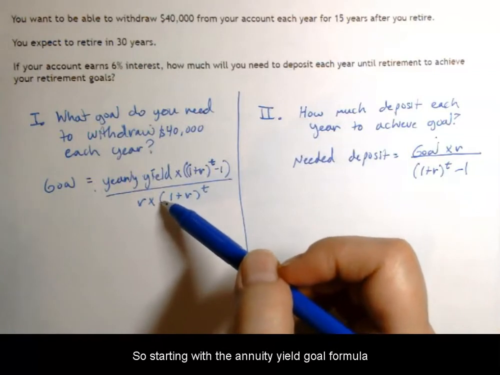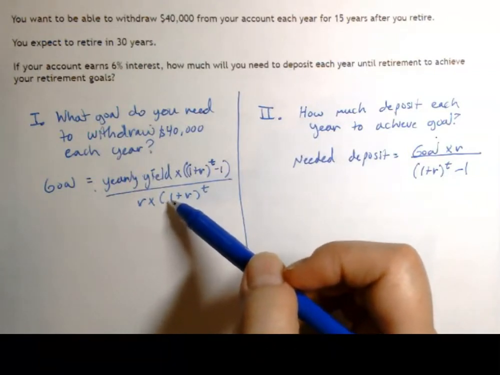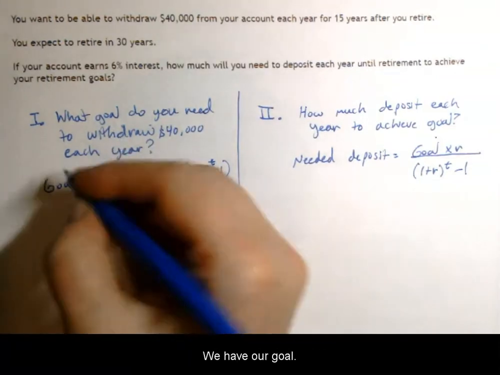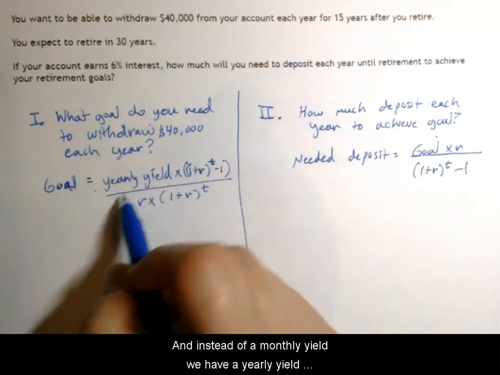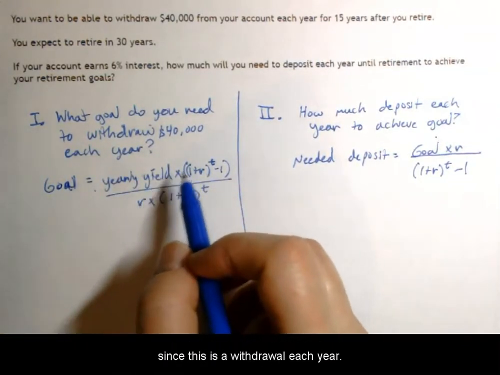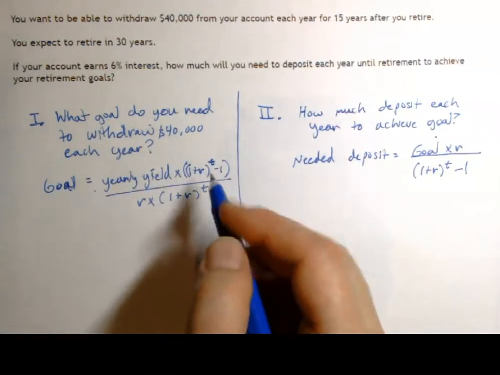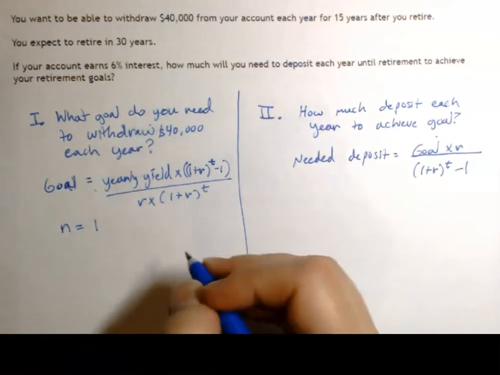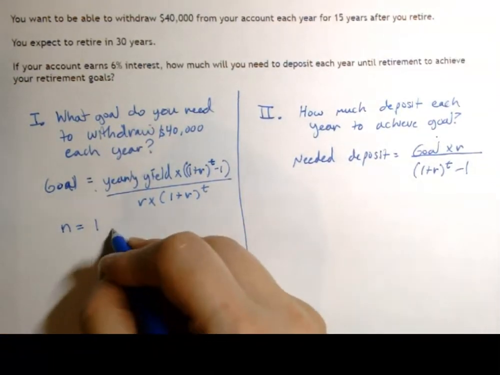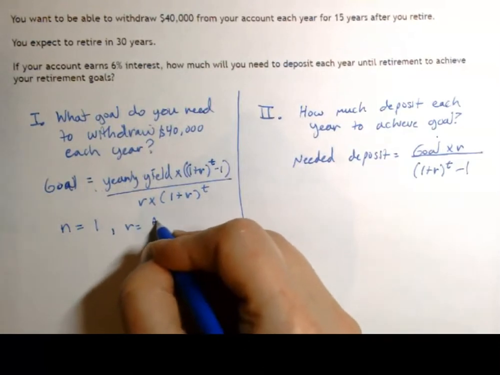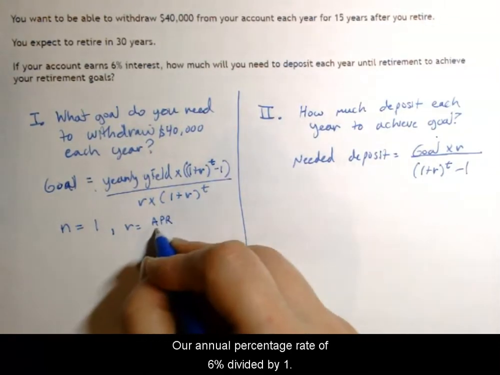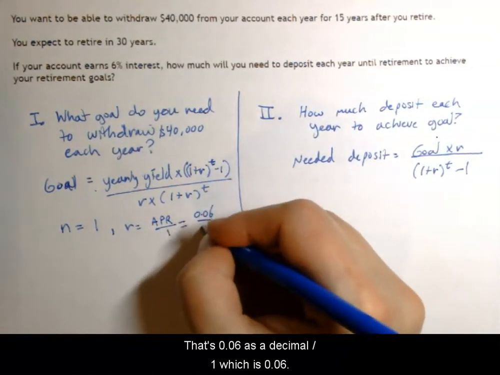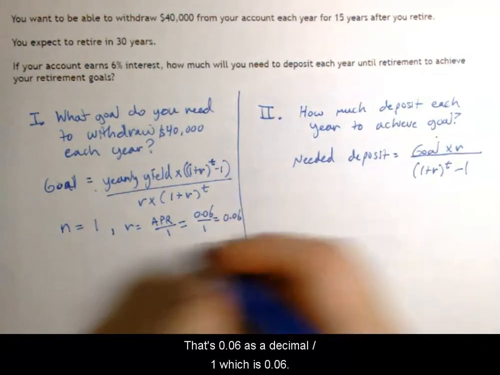So starting with the annuity yield goal formula, where instead of a nest egg, we have our goal, and instead of a monthly yield, we have a yearly yield, since this is a withdrawal each year. That means our N will be 1, since we're withdrawing once each year. R will be our annual percentage rate of 6% divided by 1. So that's 0.06 as a decimal divided by 1, which is 0.06.